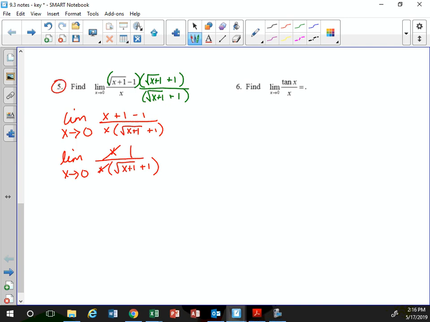You've got to remember what's still in the denominator of your fraction, okay? You can't just have blank space, fraction bar, denominator. There's something up there, okay? All right, and now can I plug in the 0? Yeah. What's the 0 plus 1? Square root of 1 plus 1. So I get 1/2. That is your answer.